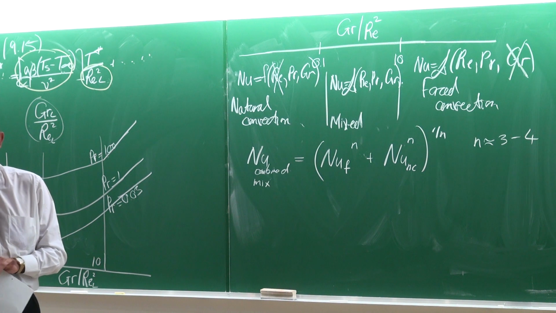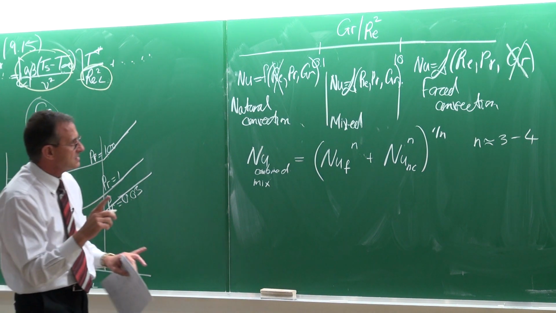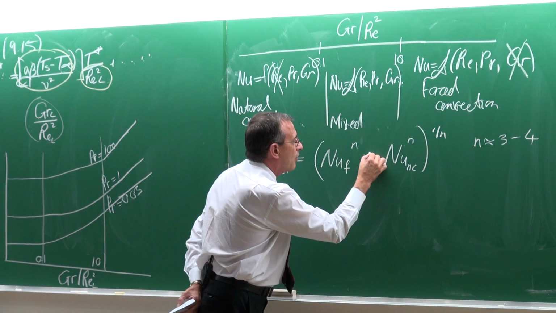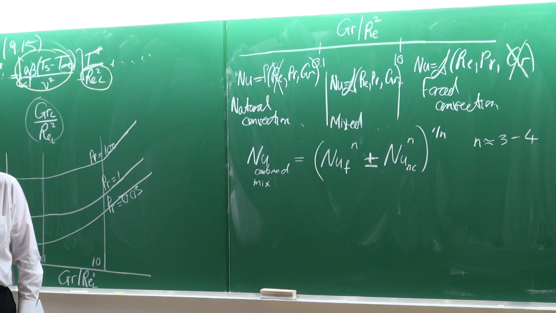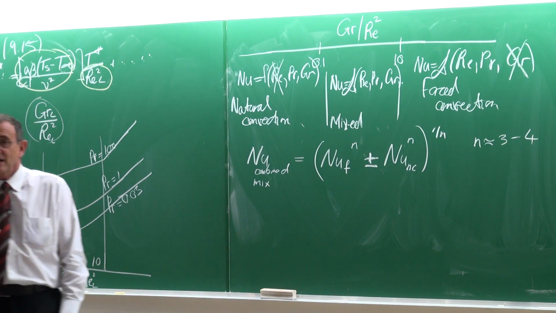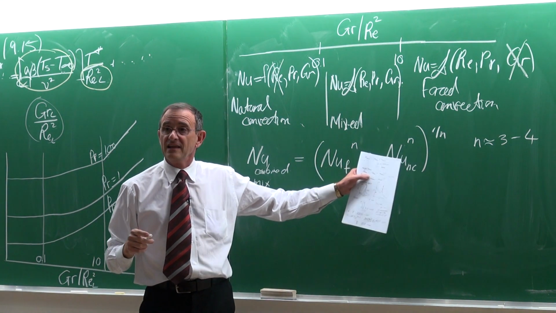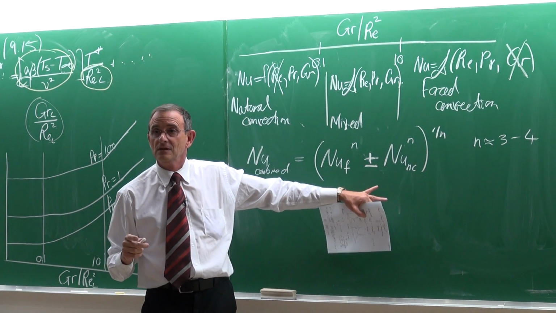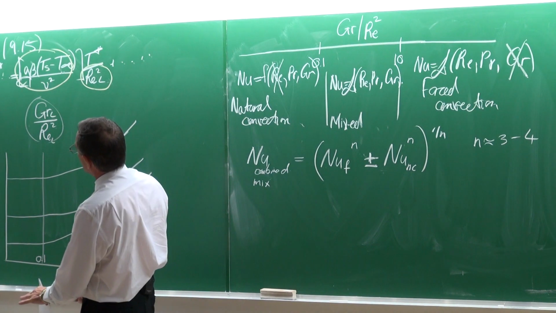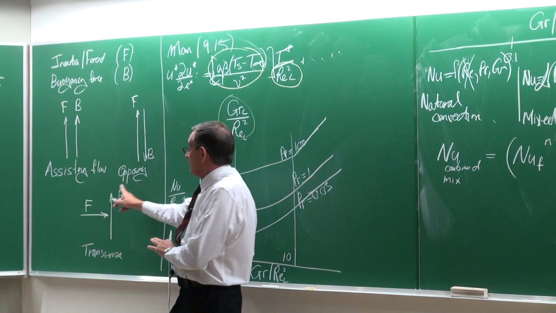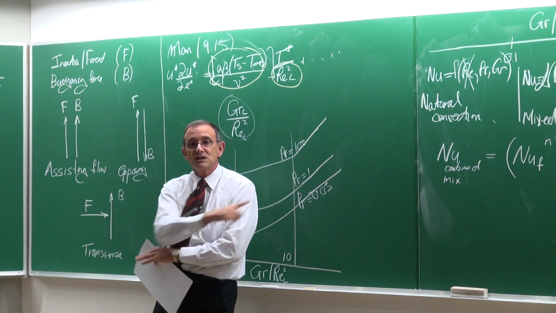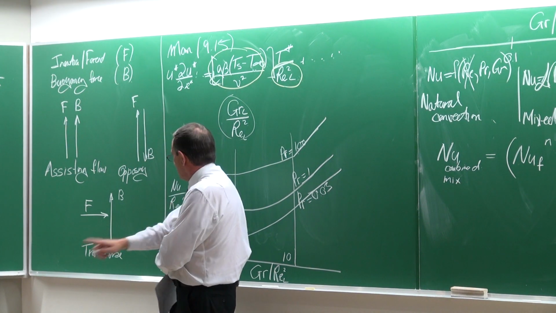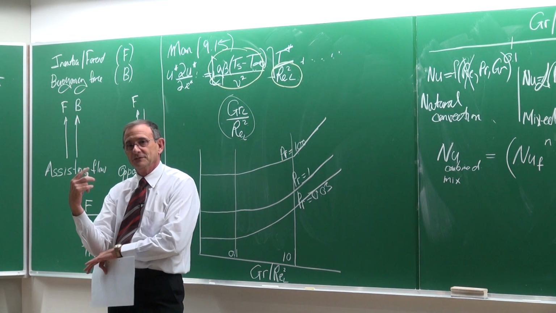However, there's one thing that still needs to be modified here, and that is that this is actually plus or minus. Now, what do I mean with plus or minus? It means that in the one case, you have to add the two, and in the other case, you have to subtract. And guess what? If we look at these definitions, if they assist, it must be plus. If they oppose, it must be negative. If it is transverse, it must be positive. So it's as easy as that.